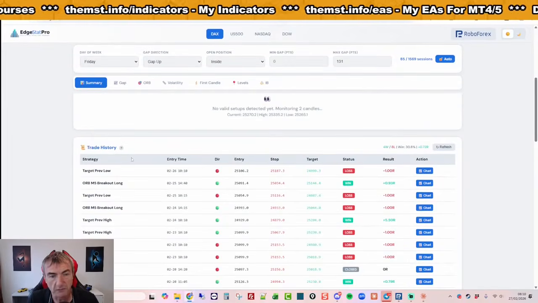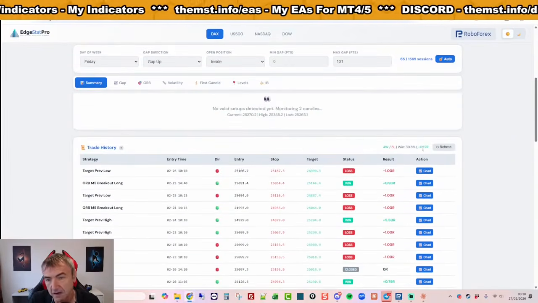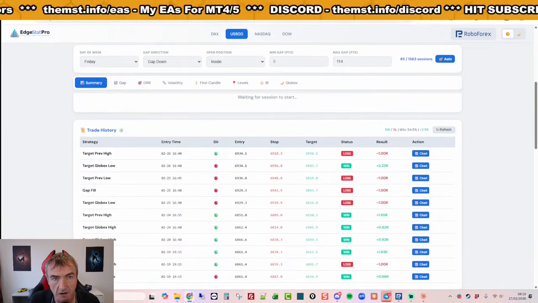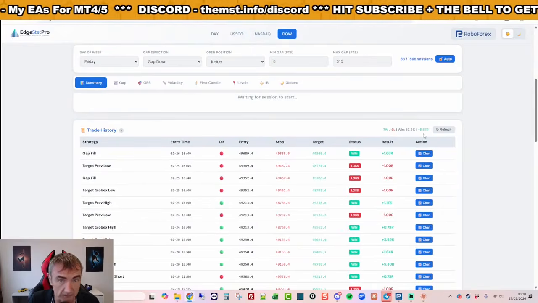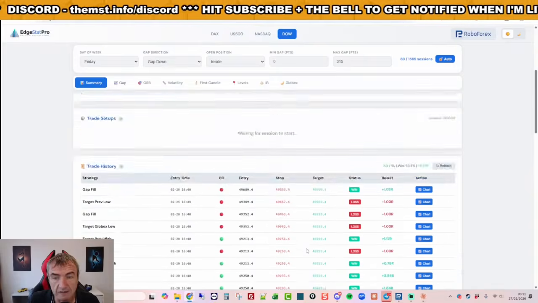So you can see the results here. This is the trade history of what he's taken. At the moment on the DAX, he's up 0.72 R. On the S&P 500, he's up 3.5 R. On the NASDAQ, he's up 0.41 R. And on the Dow, he's up 8.57 R. So overall, he's a winner. So yeah, he's doing very well.